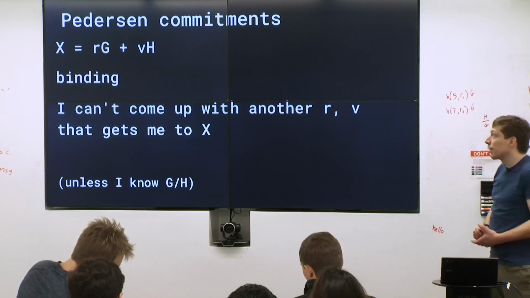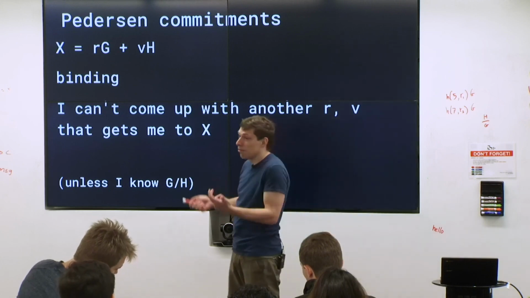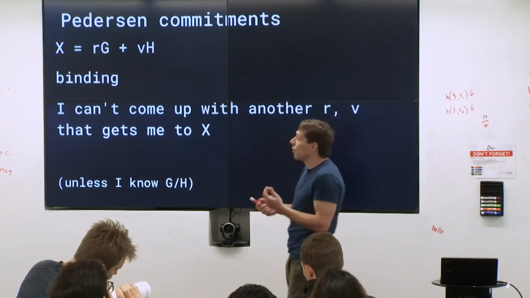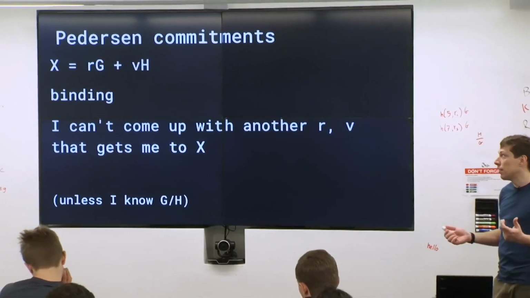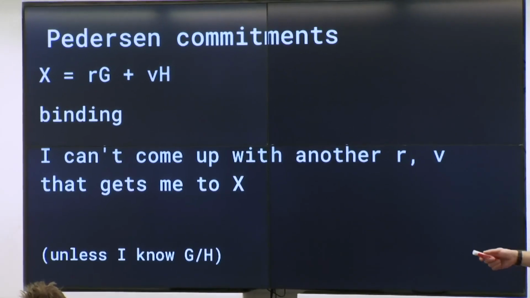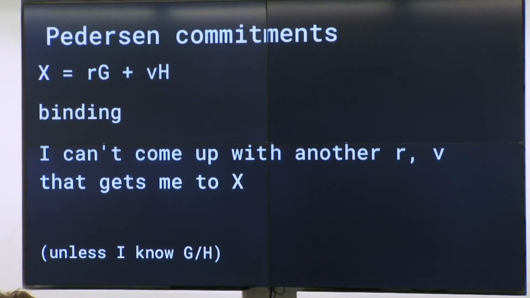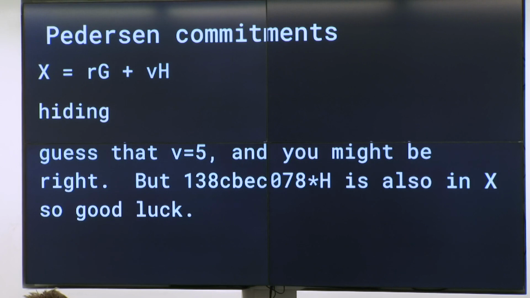So I can try, like there is one, right? There's probably bazillions of, well, if I could find a different r, I could then reveal that v was 8 instead of 7. But I can't find that r because I need to know some way to get between g and h, like some factor n where n times g equals h. If I don't know that, I can't do this. It is binding. It's also hiding, right?